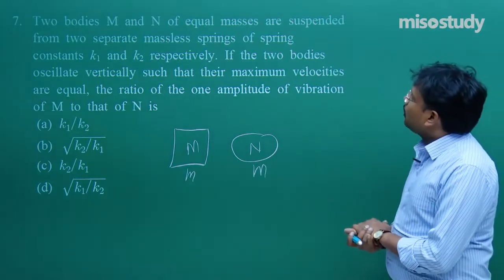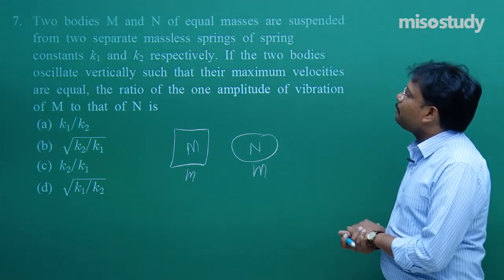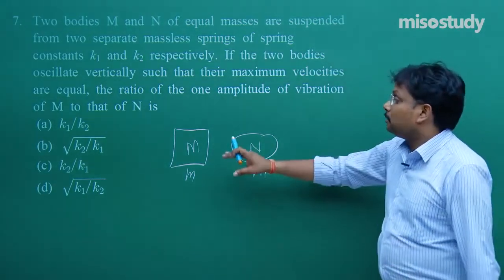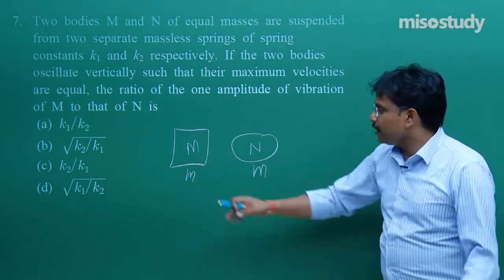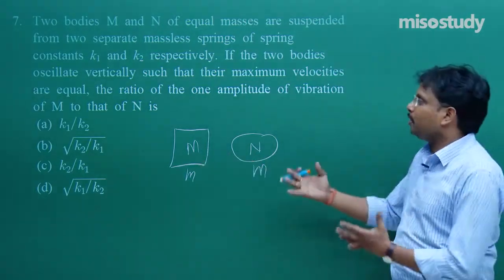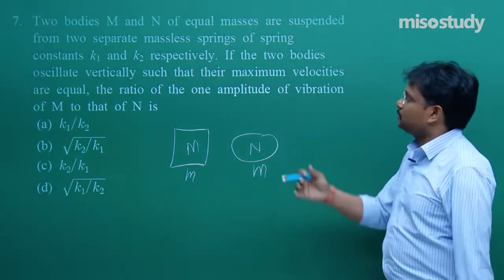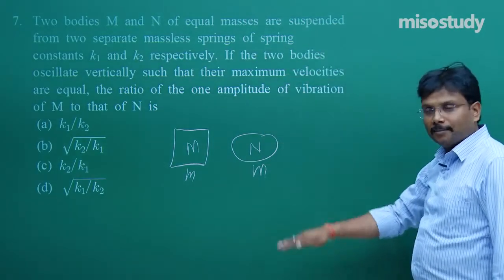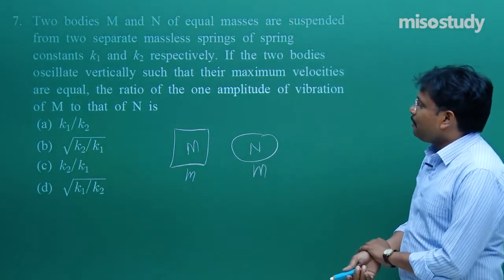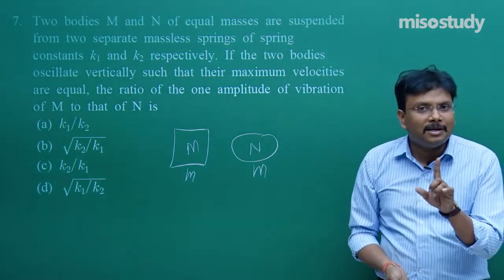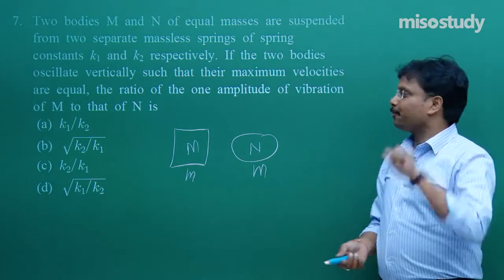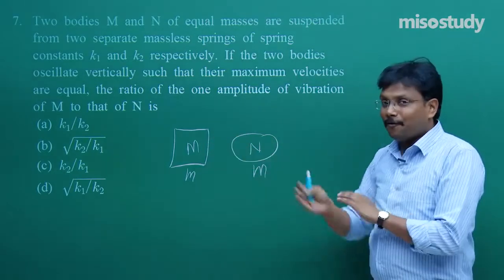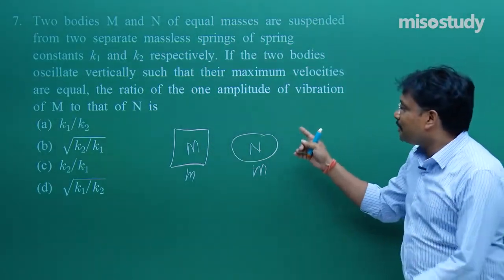Similar masses are suspended from two separate massless springs of spring constant K1 and K2. Now the situation is that there are two springs, K1 and K2. With K1, let's say M is attached, and with K2, let's say body N is attached. If the two bodies oscillate vertically this way such that their maximum velocities are equal (maximum velocity in oscillations is A omega), then find the ratio of the amplitude of one body to the vibration of the second body.